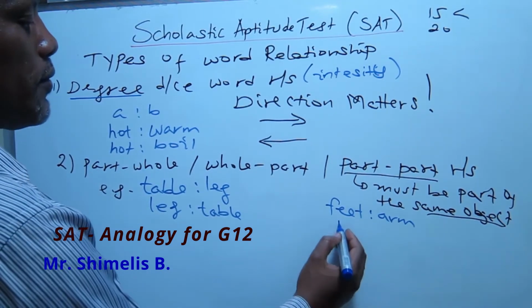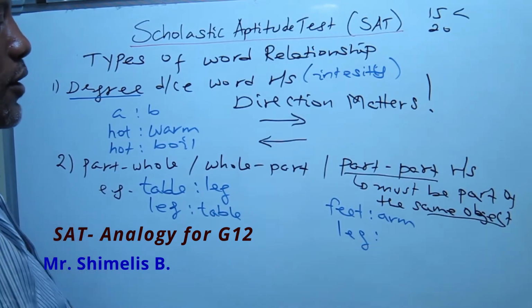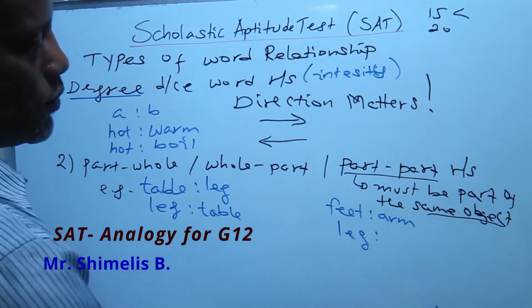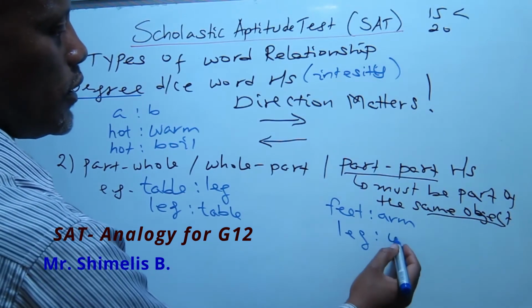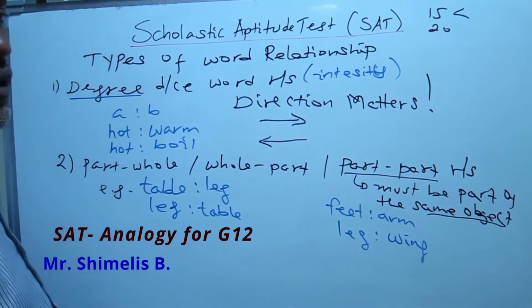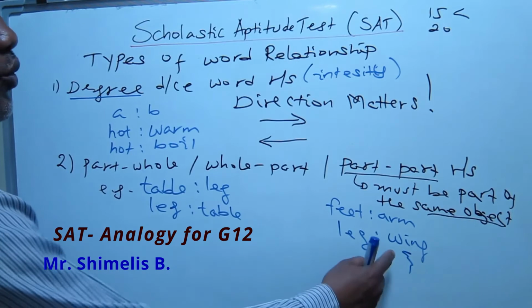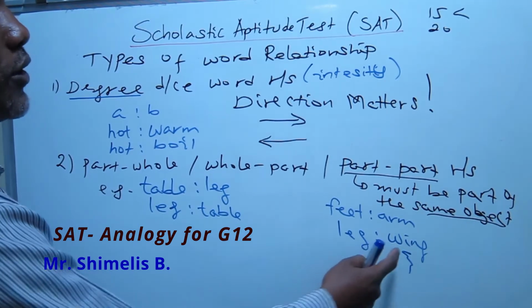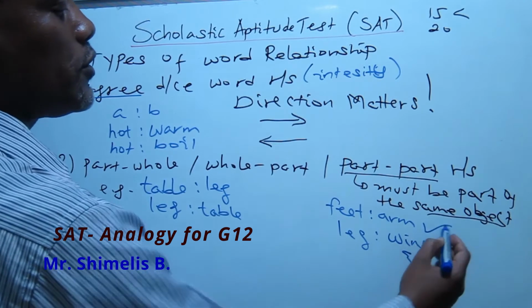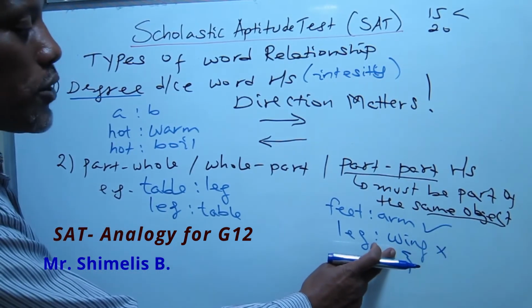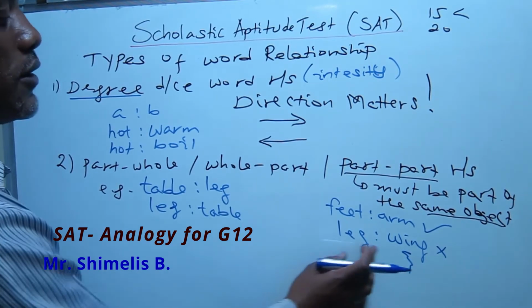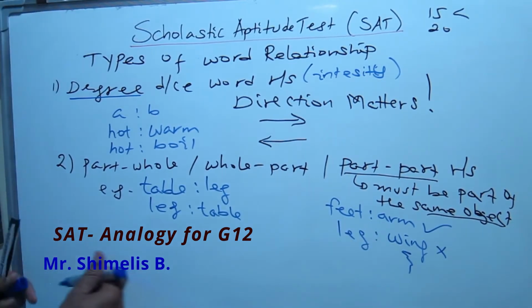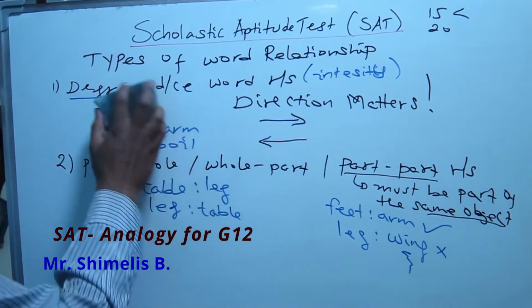But if you take, for example, leg and maybe some part here, for example, leg with maybe wing, this is ambiguous, we don't know which body or which object this is a part of. Unless we know, it is not valid. The first one is valid, because wing can be for both birds and airplane. So this might not be a valid part-part relationship, but the first one is a valid part-part relationship. So this is another word relationship type.